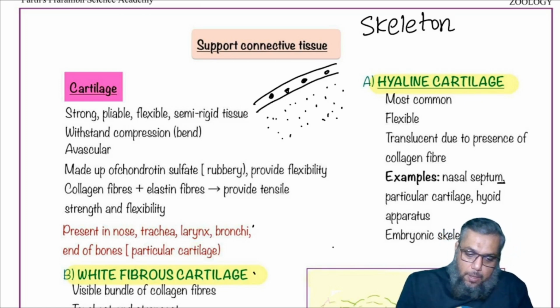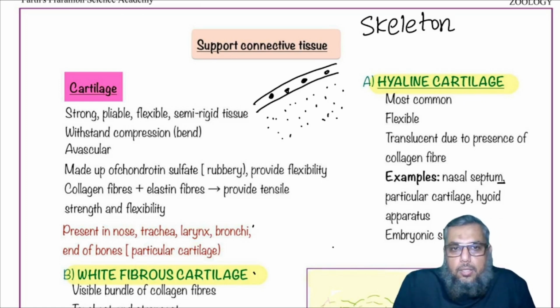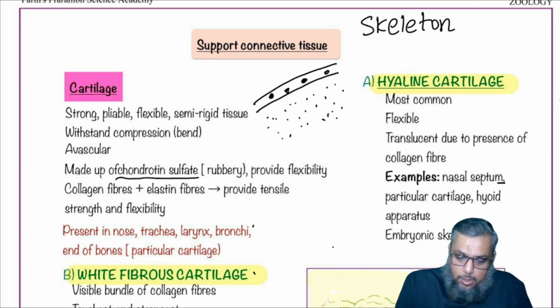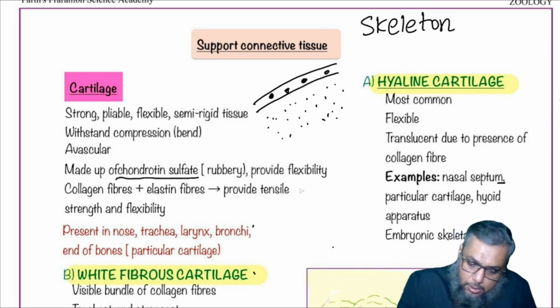Now, what makes the cartilage a pliable and a flexible tissue? It is because of this salt called chondroitin sulfate, okay, along with a protein which is called chondrin.